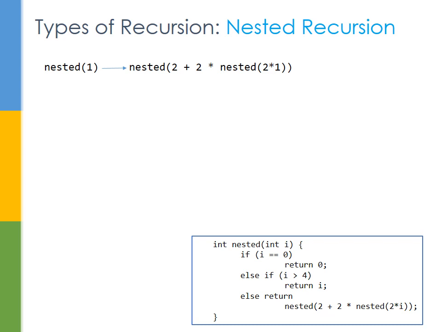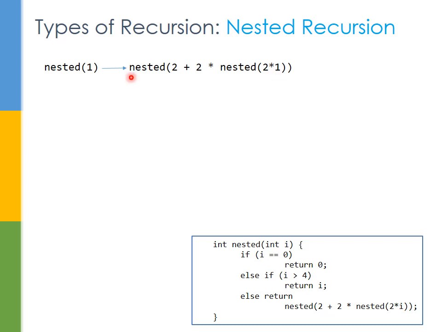So we'll assume then in the first case that we call nested with a parameter value of 1, and we see then that 1 is not equivalent to 0 and it's also not greater than 4. So that means we need to then perform our recursive case over here. So this results then in a call to nested, and this is the parameter that's sent through. So we have 2 plus 2 multiplied by nested with a parameter of 2 multiplied by I sent through, and I of course in this case is 1, so that is the value that's substituted there.